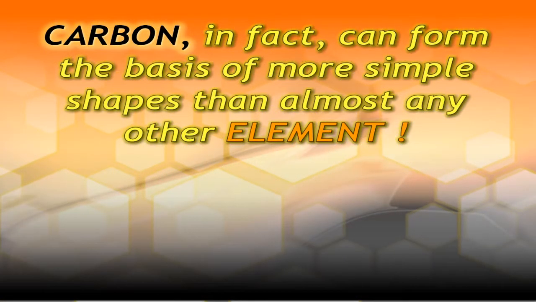Now at this point, having given you a lot of examples, it's not so important that you memorize all these examples. The important thing is that you understand that I'm giving you real-world examples of how carbon forms basic simple shapes, and how living things especially use those simple shapes to construct more complex shapes. And it turns out that carbon can form the basis of more simple shapes, more so than almost any other element. There's only one other element in the universe that even possibly could make as many shapes as carbon.